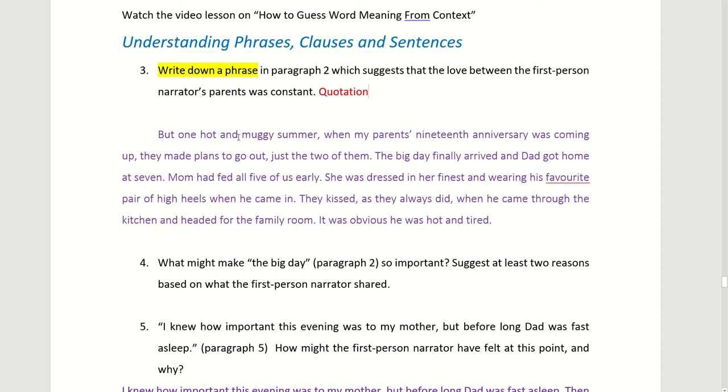But one hot and muggy summer, when my parents' 19th anniversary was coming up, they made plans to go out, just the two of them. The big day finally arrived, and Dad got home at 7. Mom had fed all of us, or 5 of us, early. She was dressed in the finest and wearing his favorite pair of high heels when he came in. They kissed, as they always did, when he came through the kitchen and headed for the family room. It was obvious he was hot and tired.